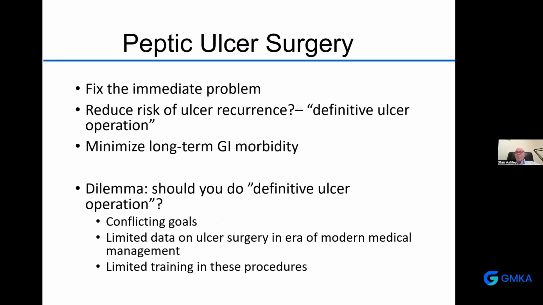Then for everything, we tried to do something to reduce the risk of recurrence, a definitive ulcer operation. And the other consideration was that all those have long-term GI morbidity, so thinking about how you reduce those. But today, with treatment of H. pylori, at least few of our trainees get much experience with ulcer surgery. So it really is a question whether in an emergent setting, you ought to be trying to do a vagotomy and pyloroplasty or gastric resection because of their high risk and a lack of experience with doing them.